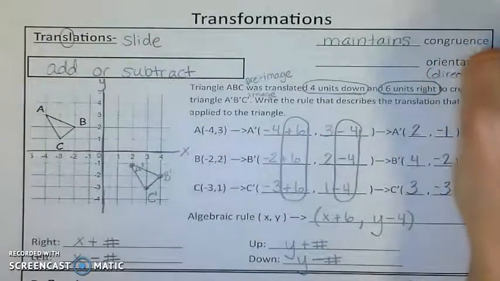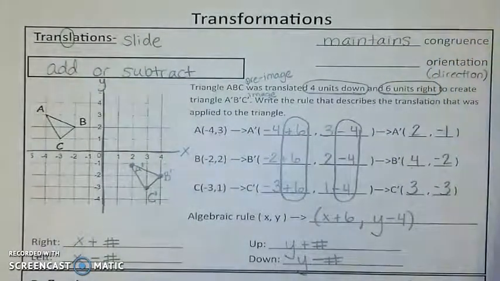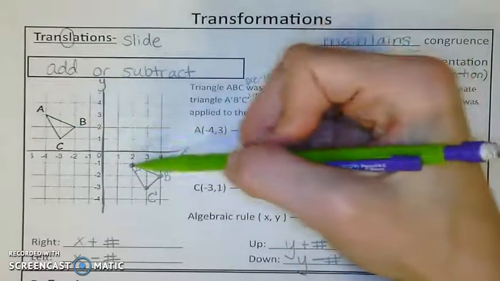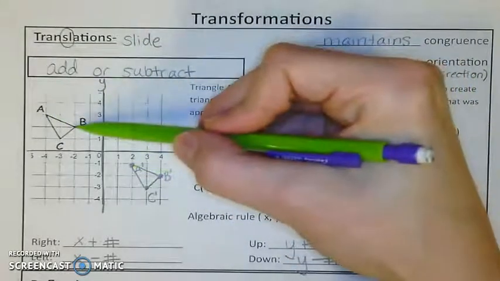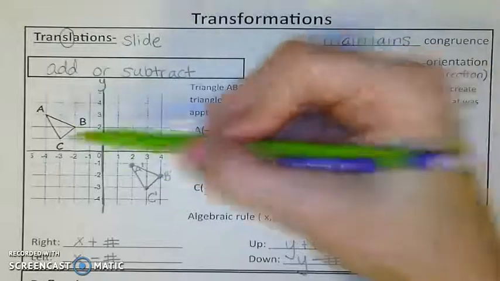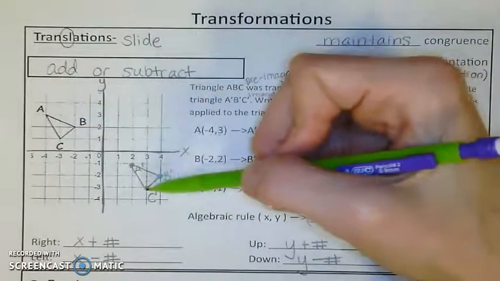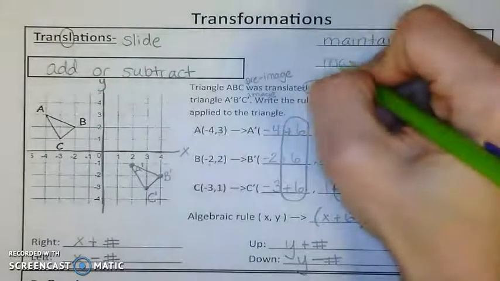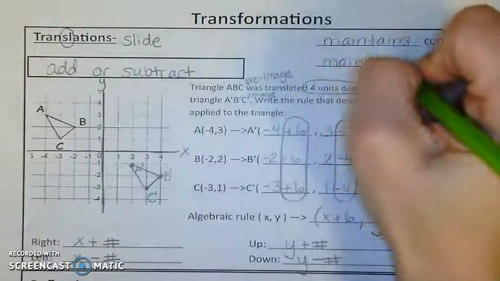The next thing we're going to talk about is orientation. Orientation is just like direction. If a point was pointed up and now it's pointed down, then it has changed orientation. Now look at the location of A. It was on the top and it's still on the top. B was to the right and it's still to the right. C was at the bottom and it's still on the bottom. So hopefully you agree that this also maintains orientation.